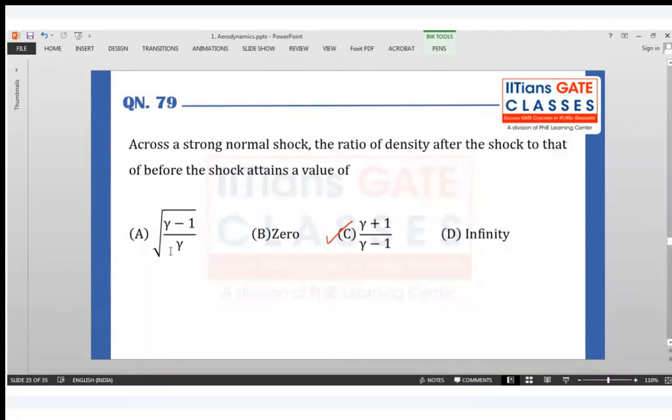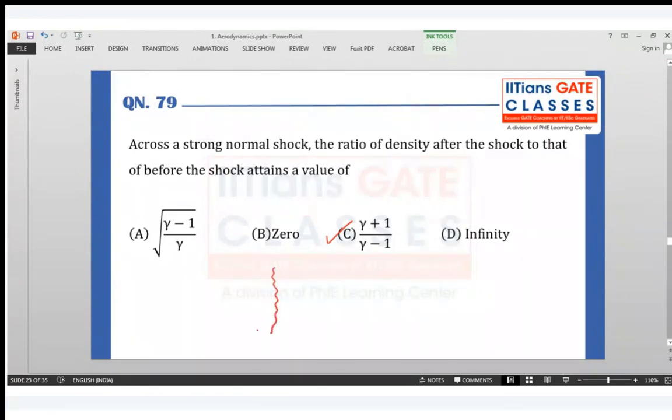Okay, Anand. So next we have a question: across a strong normal shock, the ratio of density after the shock to that of before the shock attains a value of. This question is actually partially written. It's not completely written. There should be some more statement, but okay, we will try to answer this.